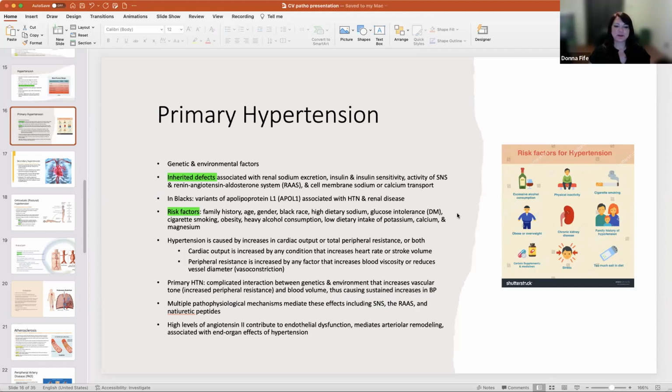Primary hypertension is a complicated interaction between genetics and environment that increases vascular tone or peripheral resistance and blood volume, thus causing sustained increases in blood pressure. There are multiple pathophysiological mechanisms that mediate these effects, including the SNS, the RAAS, and natriuretic peptides. High levels of angiotensin II contribute to endothelial dysfunction, mediate arterial remodeling, and are associated with end organ effects of hypertension.